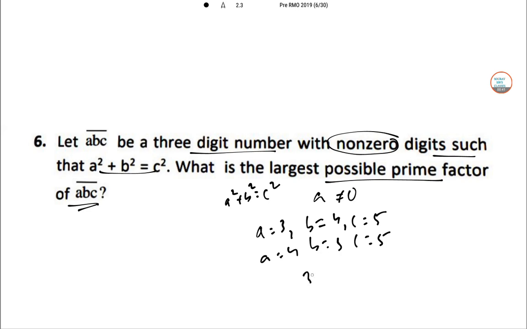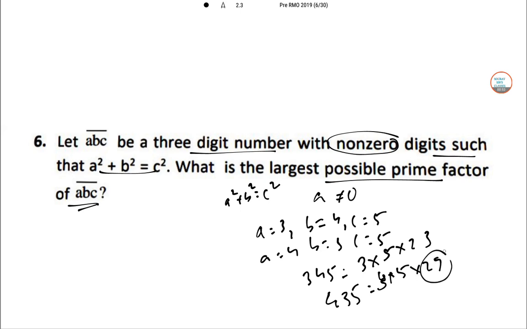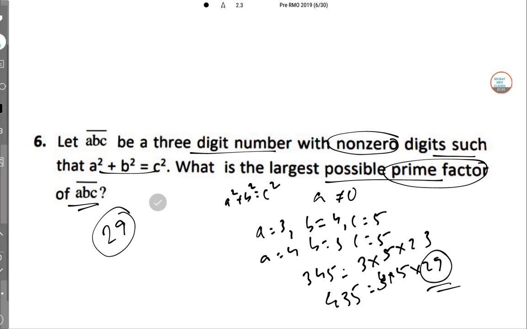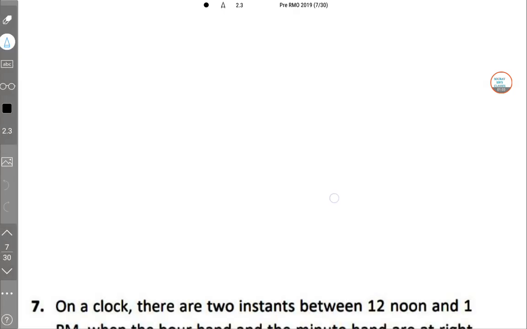So the numbers are 3, 4, 5, that is 3 into 5 into 23, or 4, 3, 5, which will be 3 into 5 into 29. So putting everything together, the largest possible prime factor of ABC is 29. So the answer is 29. So you can see there is a bit of observation involved here as well.